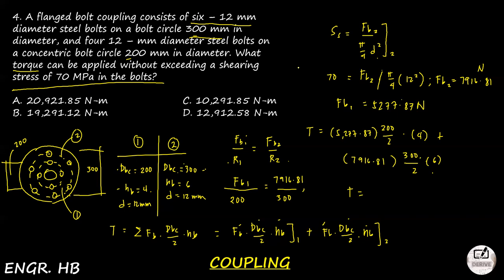So, that was 5277 times DBC, which is 200 divided 2 times the number of bolts, which is 4. Ayan yung una. Tapos yung pangalawa is 7916.81 times 300 divide 2 times 6.